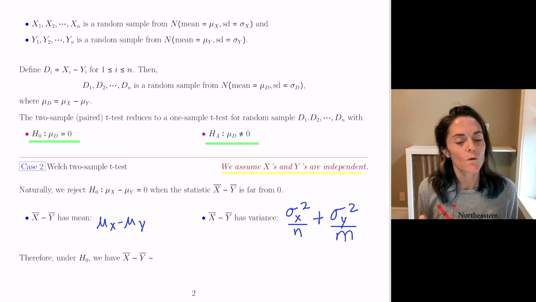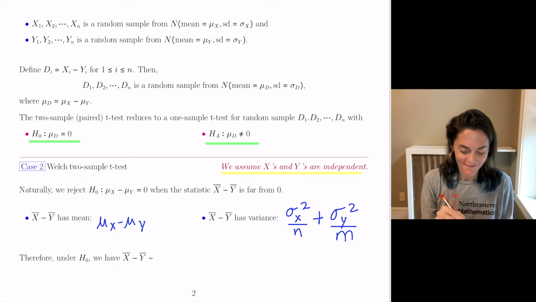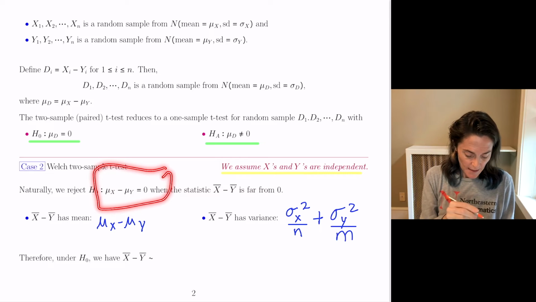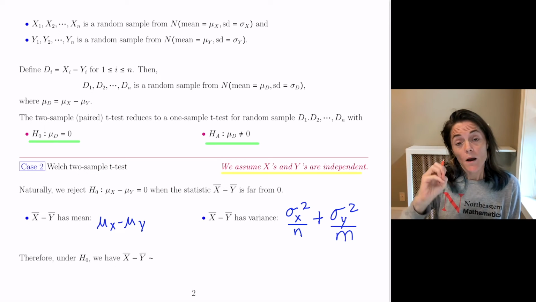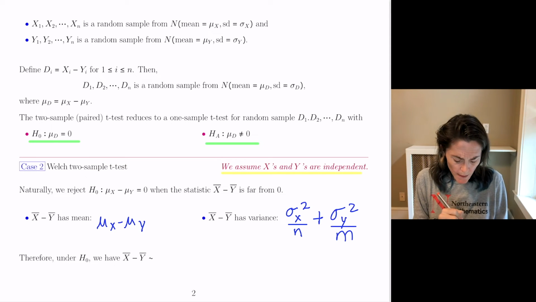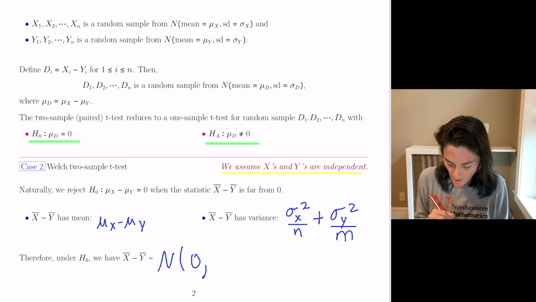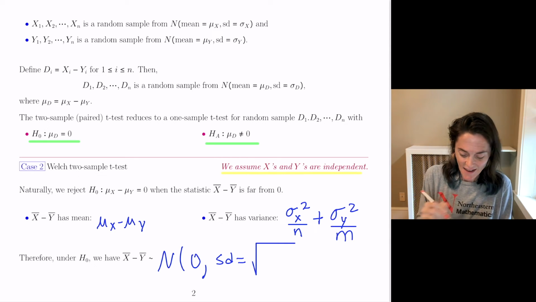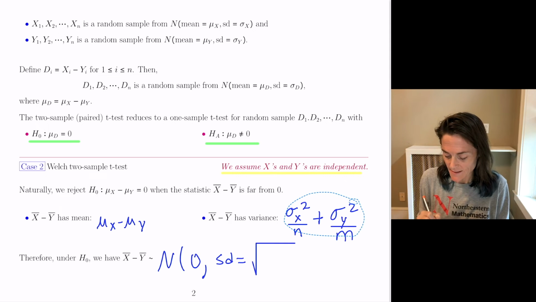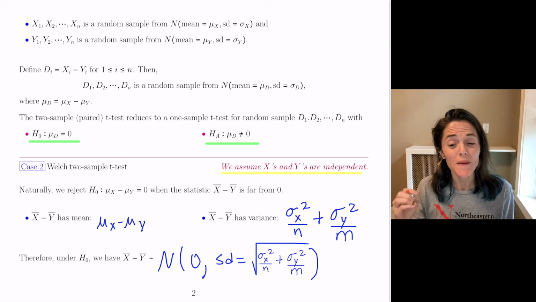Therefore, under the null, this x bar minus y bar is distributed as follows: a normal distribution with mean 0 and standard deviation equal to the square root of exactly this. Okay, what would be our test statistic here?